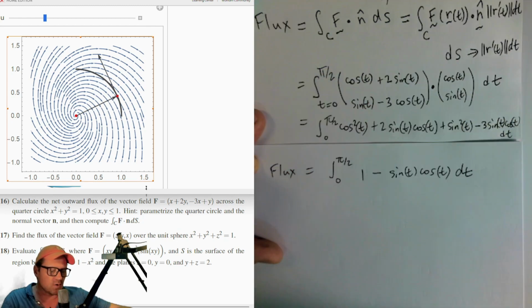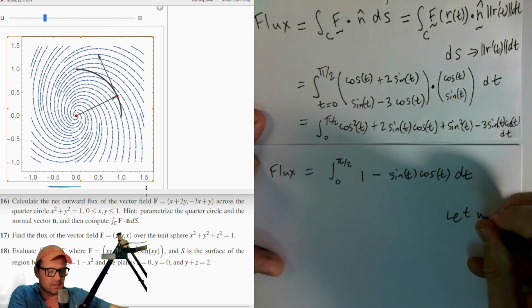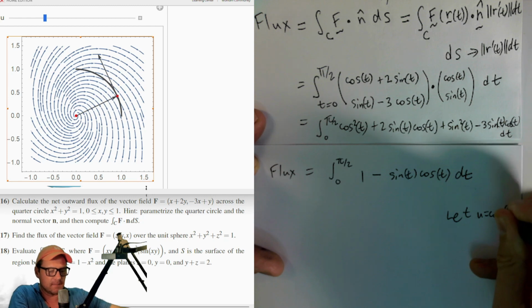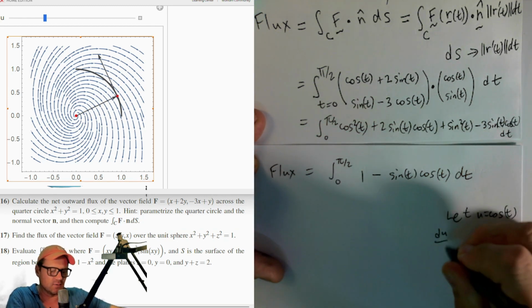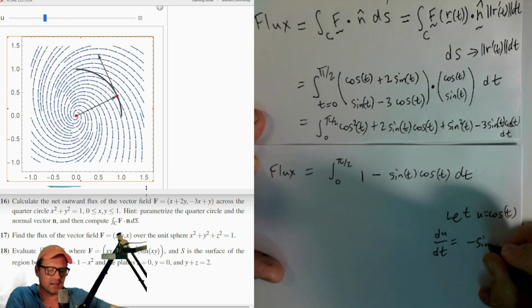Okay, so now let's let u be equal to cos of t. And so then differentiating u with respect to t, we have du on dt is minus sine of t.